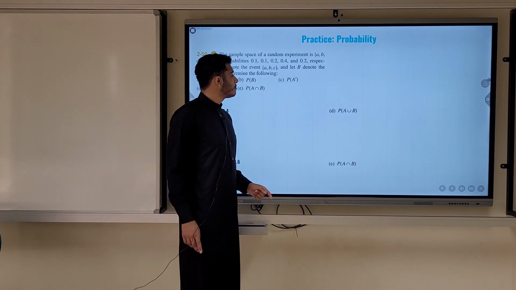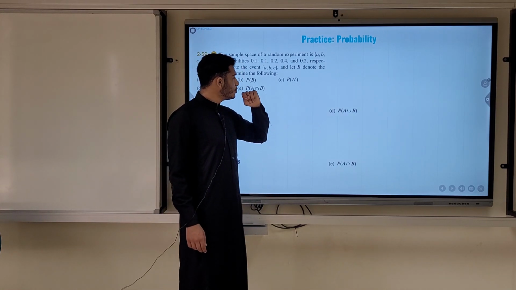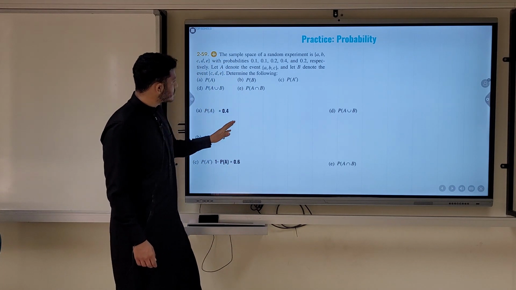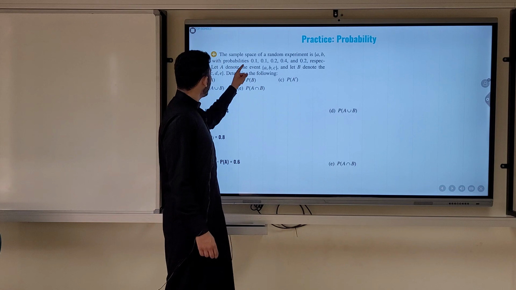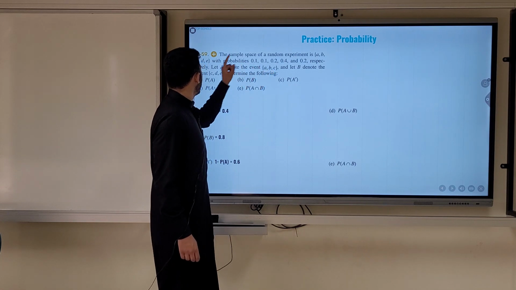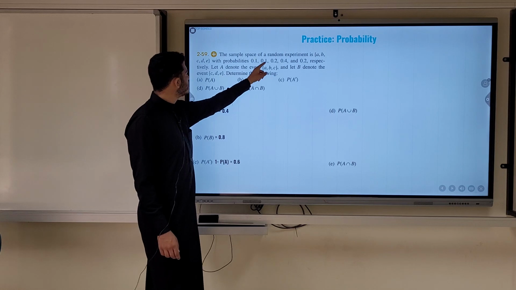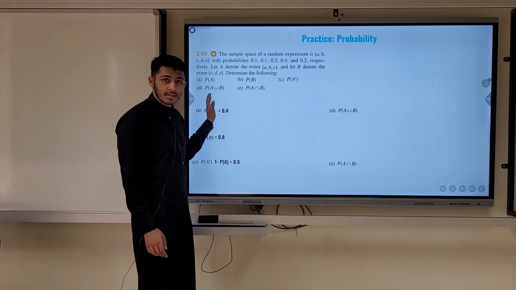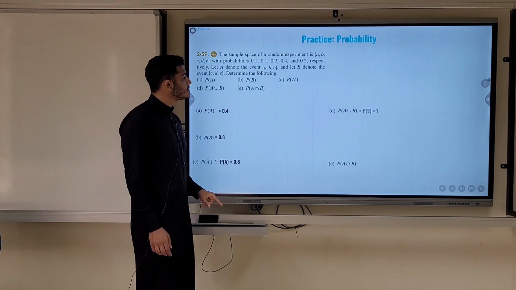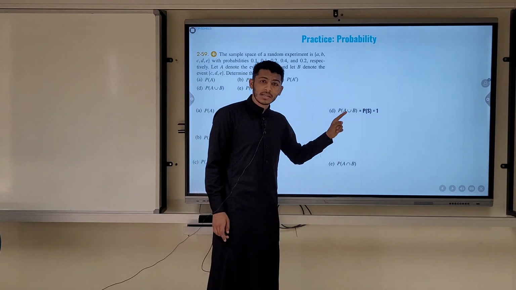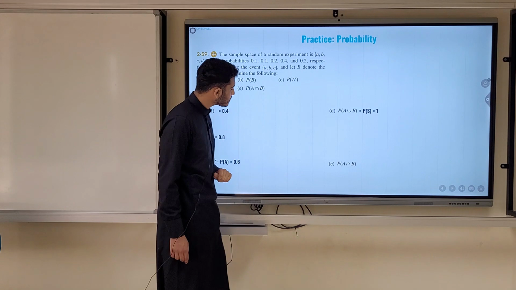Let's go to the next one, the probability of A union B. A has A, B, and C, and B has C, D, and E. So with this we have A, B, C, D, E, which means we have all the letters in the sample space. Therefore, this equals our sample space, and the probability of the sample space is always 1.